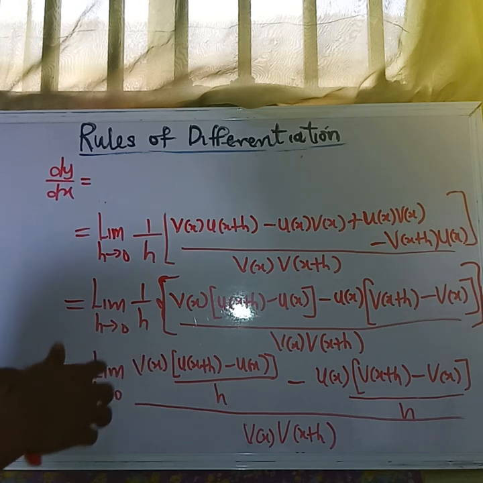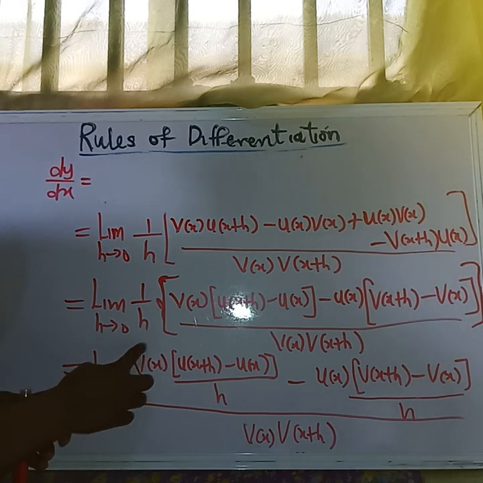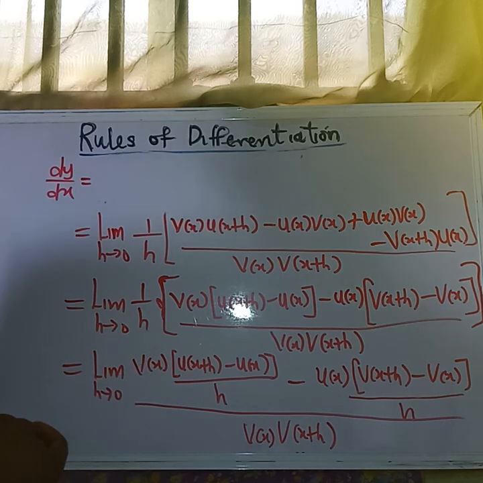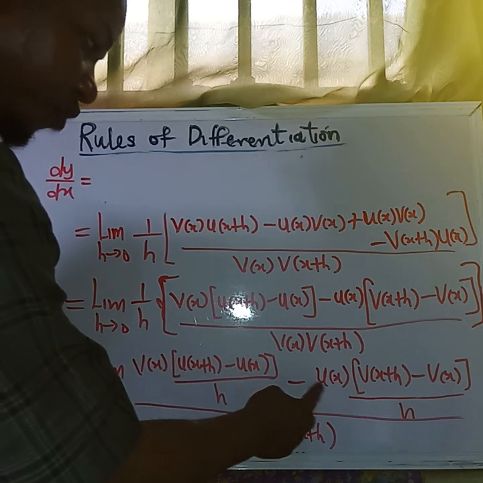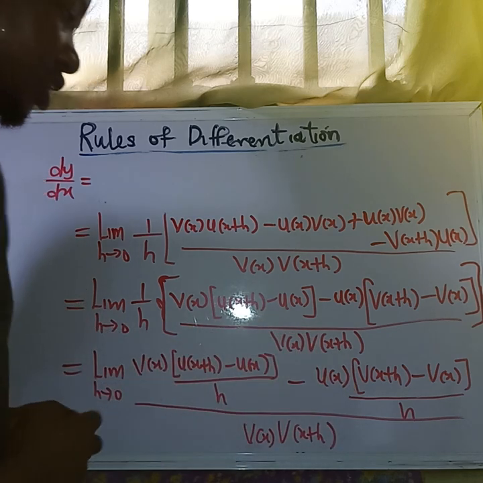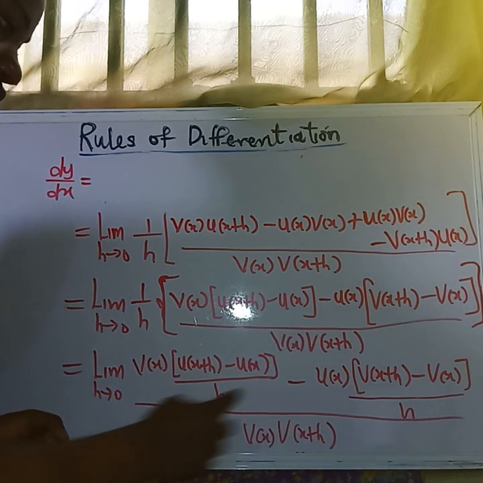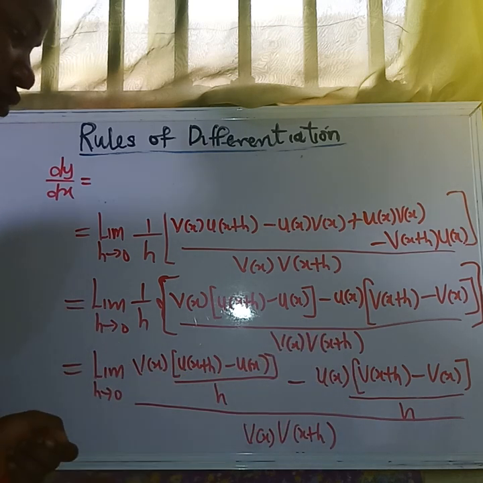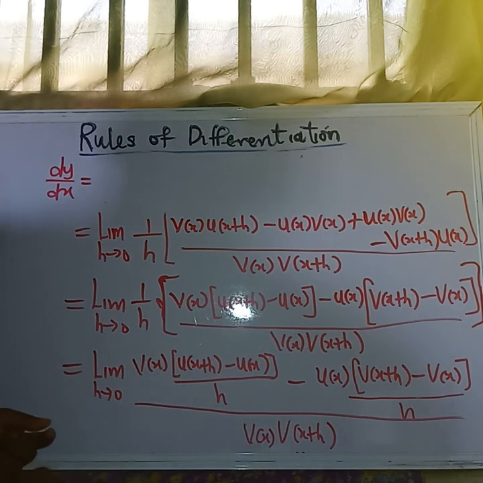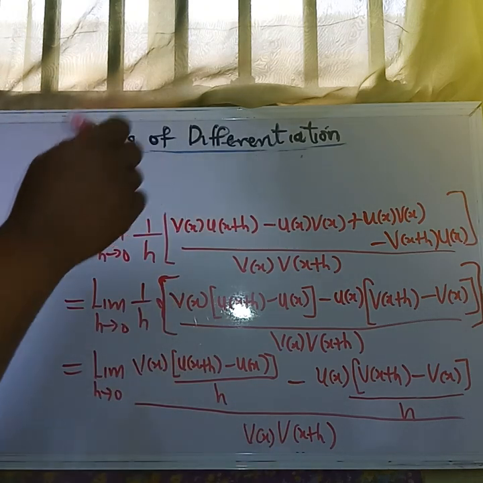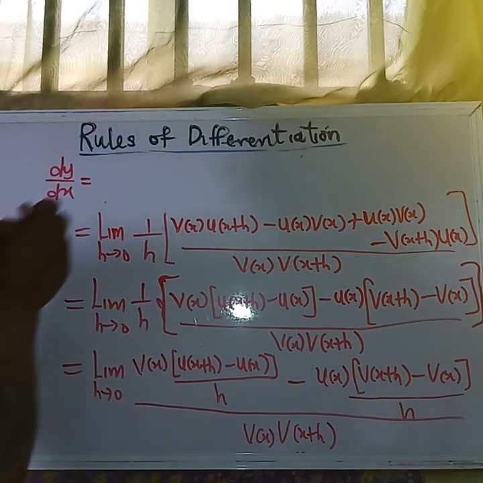And lastly, since this v of x is independent of h, we apply the constant law under the limit law, and this u of x is also independent of the letter h. So we regard this as a constant too with respect to h here, and the same thing for this. So that's the four limit laws we apply here. Let's do that one after the other.